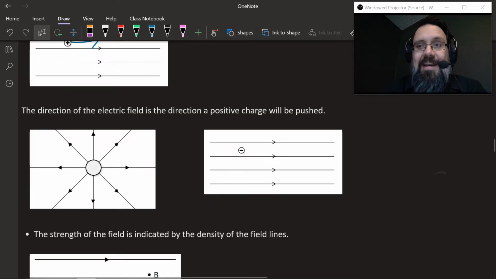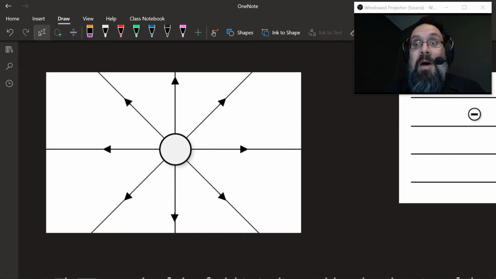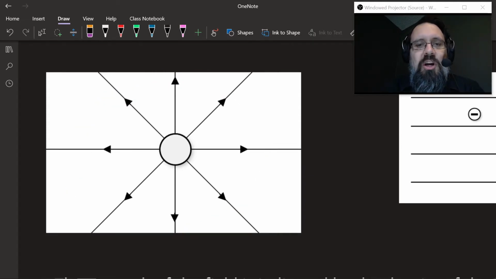Okay, the next key understanding is that the direction of the electric field is the direction a positive charge would be pushed. So if you look at this picture here, we have some unknown charge, but we know the field around it is pointing away from it. So what must the charge of this object be? It has to have a charge because it's creating this electric field around it. The question is, what is the charge of this object?